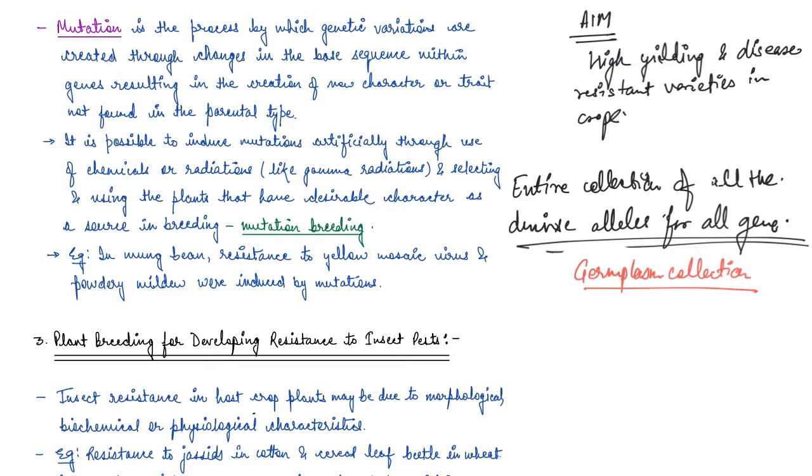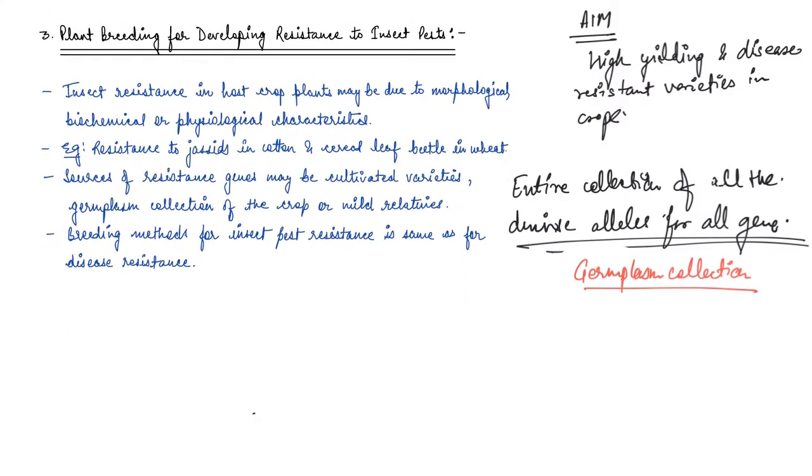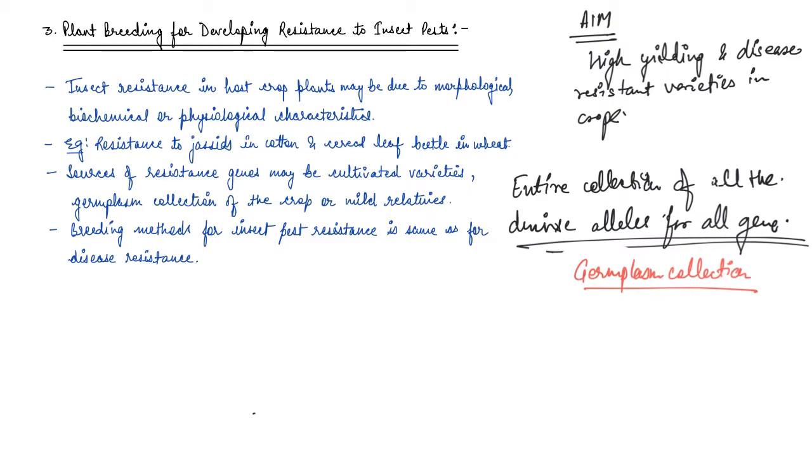Now, what is plant breeding for developing resistance to insect pests? In the case of plants, guys, it's not just pathogens, it's not just bacteria or viruses. There are so many insects which depend on these plants. These insects become pests on these plants, right? And they destroy the crop completely. So insect resistance in host crop plants is also required.